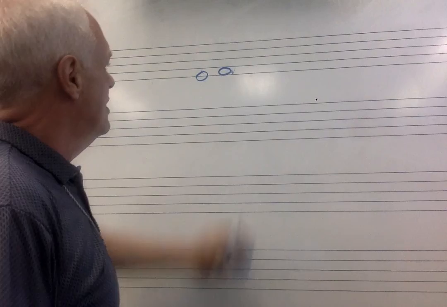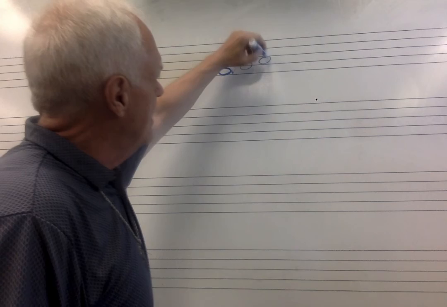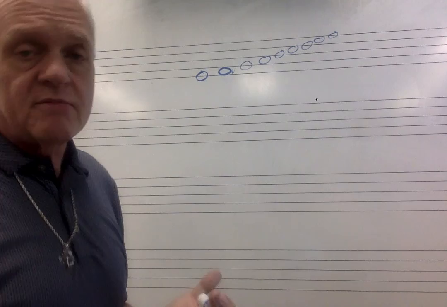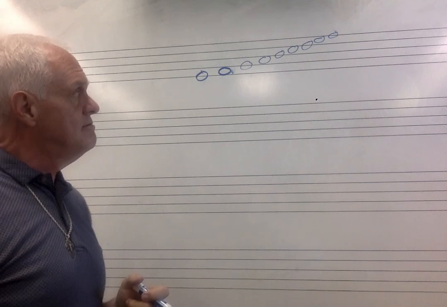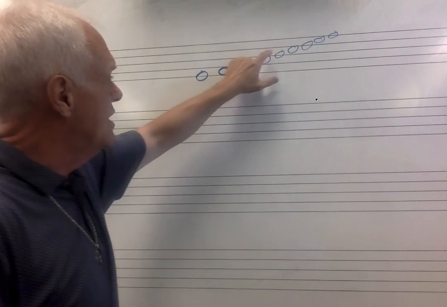So this is a line. This is a space. Line, space, line, space, line, space, line. That's very important to understand in music, because I think we're so conditioned to learning how to write in elementary school on the line that people can get that confused. So I like to make sure that's clear to you. So that's how we utilize these notes. So you don't skip anything. Line, space, line, space, line, space, line, space, line.